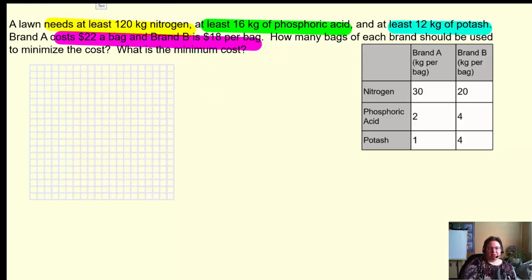So what quantity are we trying to maximize so we can get our optimal equation here? What's our optimizing function? Go back to my pen. We are trying to get cost. So cost, and my cost equation is going to be 22x plus 18y, where x is brand A and y is brand B.